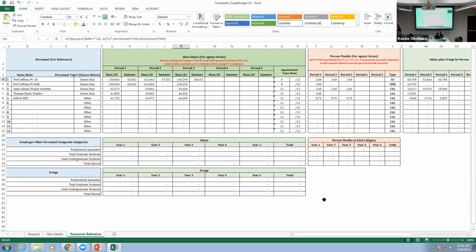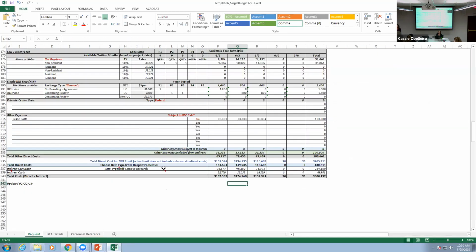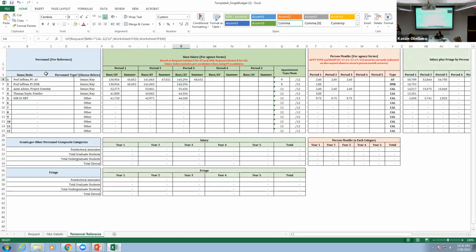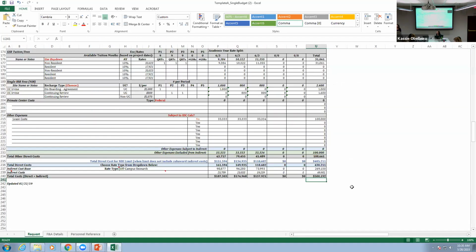Okay, here I want to show you some of the features of our personal reference. First, let me go back and ask, did everybody get this amount right here on their budget? Let's go back to that. So if I were entering this, I'd also want to go over here. Under other expenses excluded, you have what your numbers are.